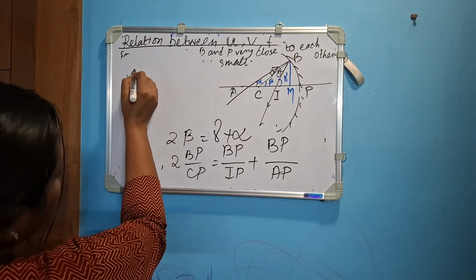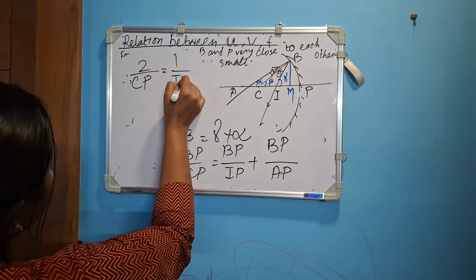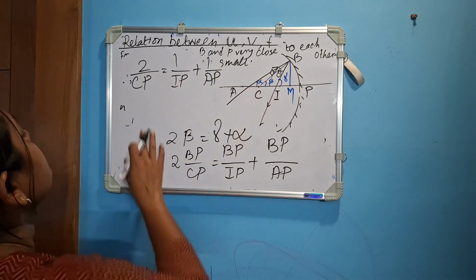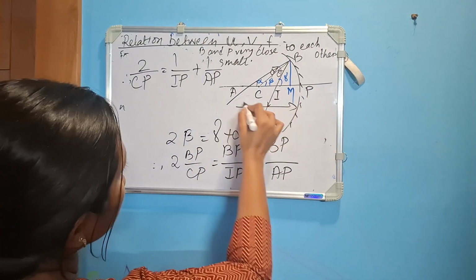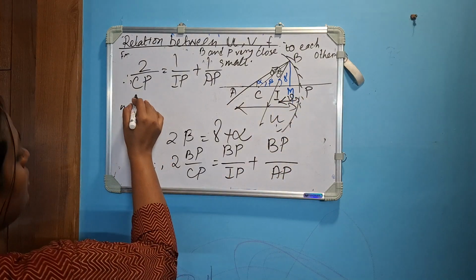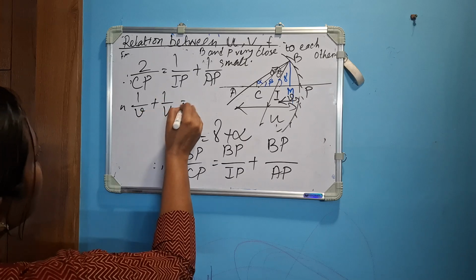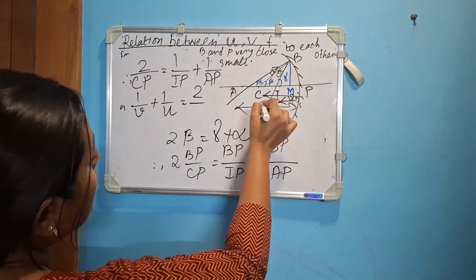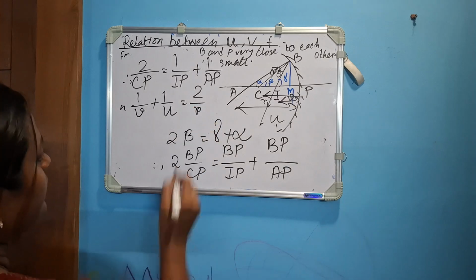So now 2 by CP equal to 1 by IP plus 1 by AP. Now we can write that AP is actually U, IP is actually V. So 1 by V plus 1 by U equal to 2 by CP. CP is actually R. 2 by R.